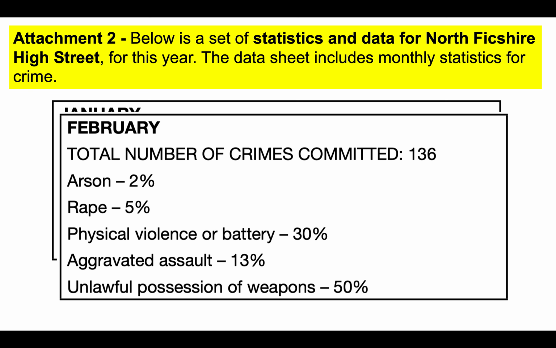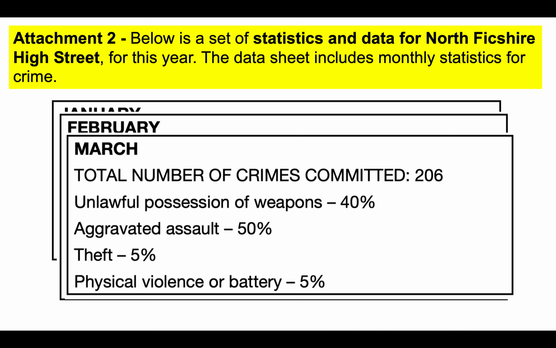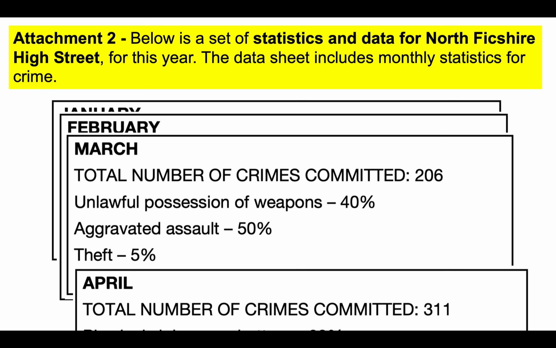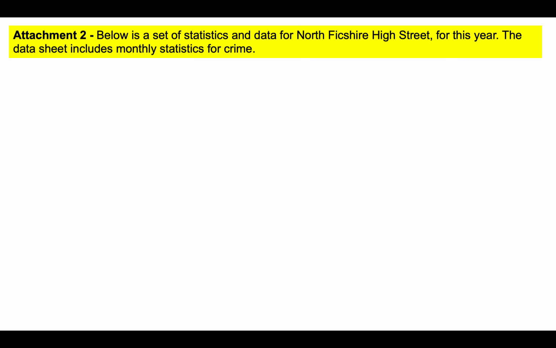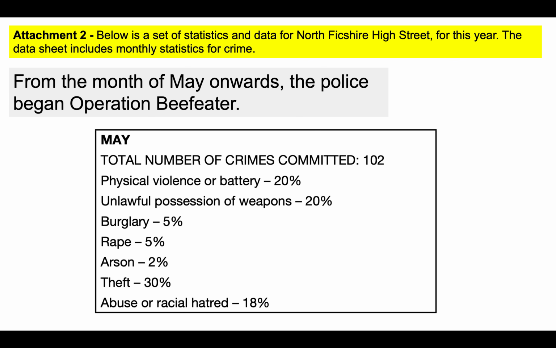Then we've got February, total number of crimes committed 136. March, 206. So they're increasing. And then April, 311. Now, that's a lot of crimes. So then the police have implemented Operation Beefeater from May onwards.